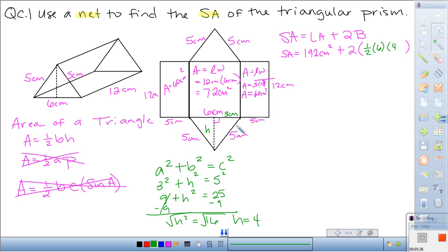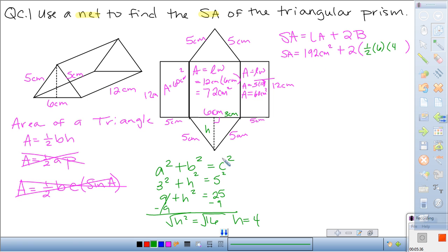Now some people may wonder, why didn't we use 5 as the base? Or could we use 5 as the base? But again, you have to remember that base and height always have to be perpendicular. In that case, we cannot use the 5 since we don't know the perpendicular height for 5. Now, maybe we could have found it, but this was the easiest way.